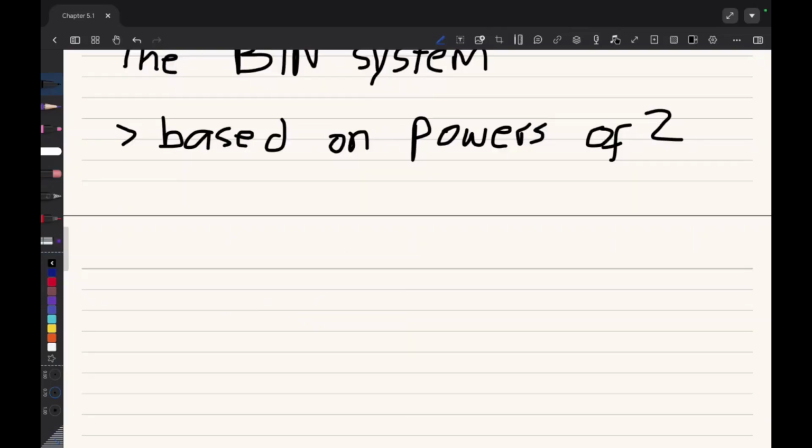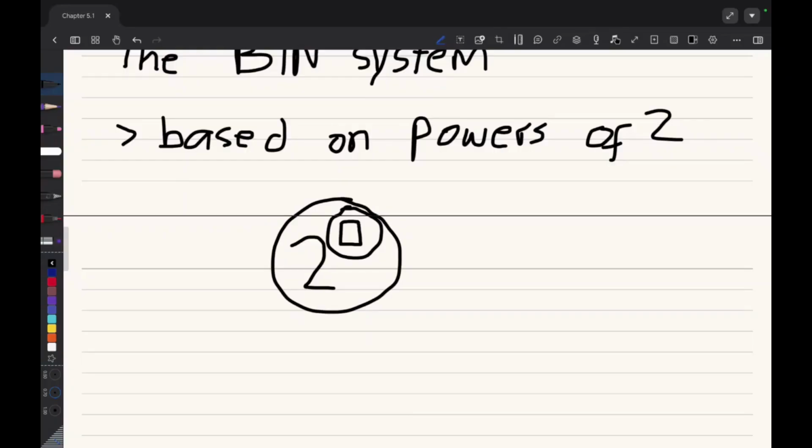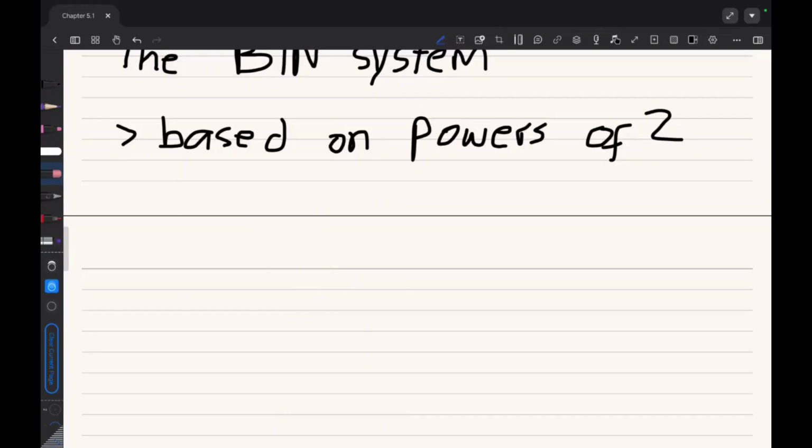Okay. And before I forget, this is called a power, and whatsoever is in here is called an exponent. The whole thing itself is called a power. So this is a power of 2. Don't confuse powers with exponents.